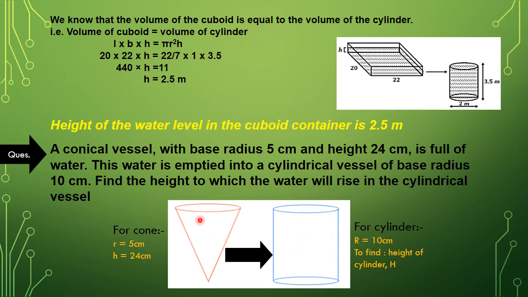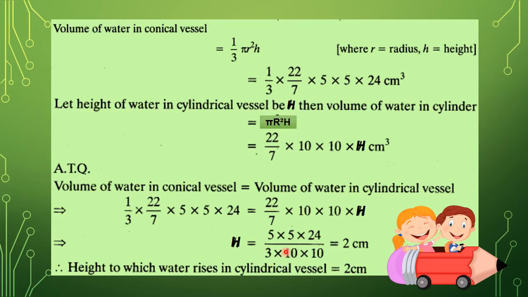As you know, the volume of a cone is 1 by 3 pi r square h, and the volume of this cylinder is pi r square h. So let's see how to calculate. Here you can observe the volume of water in the conical vessel is 1 by 3 pi r square h. Just substitute the values, right? And let the height of the cylindrical vessel be h. Then the volume of the cylinder is pi r square h.